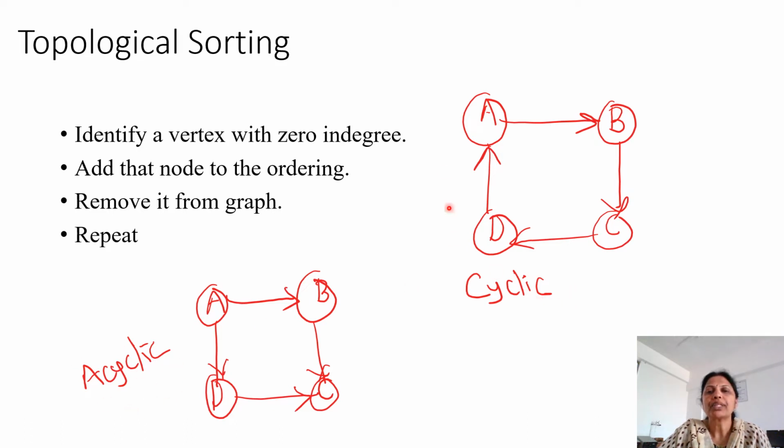For example, see this is a cyclic graph. There are a total of 4 vertices and there is an edge from A to B, B to C, C to D and D to A. Whereas here it is an acyclic graph. Here there is an edge from A to B, that is, a cycle is not present.